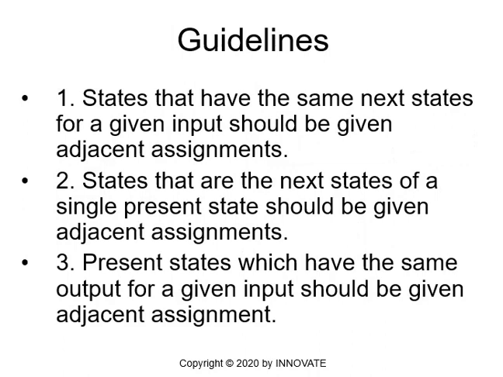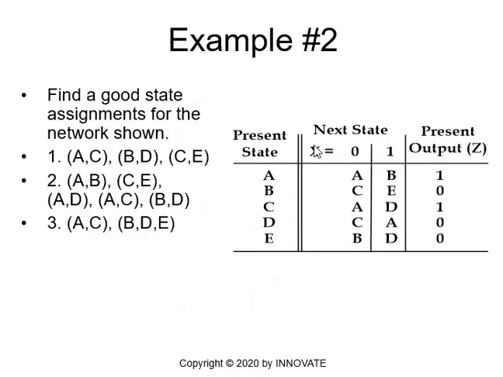we are looking for states that have the same next state for a given input; they should be given adjacent assignments. So we see here that A and A appear under X0, for the states A and C. So A and C is the first set that we need to meet. The next pair: we have CC under X0, which is B and D, because B has next state C and D has next state C under X0. So B and D.